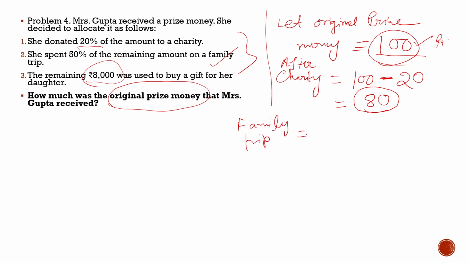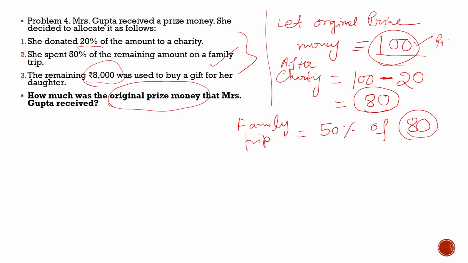For the family trip, it will be 50%. That is, 50% means half of this remaining amount, not 100. You have to be very cautious that it's not 50% of 100, but 50% of the remaining amount. So the remaining amount here, after charity, is 80. So 50% of 80 she has to spend on the family trip.